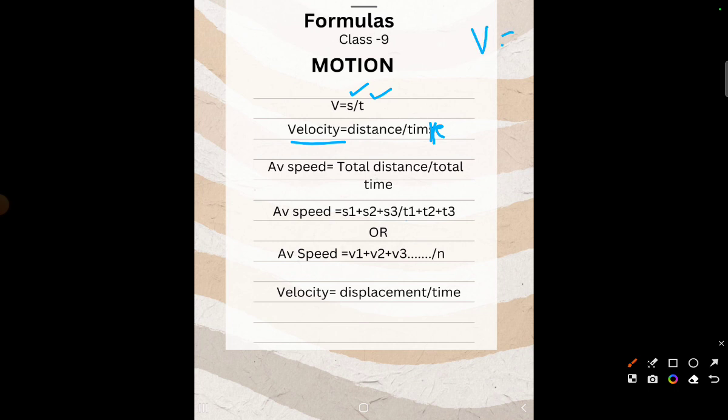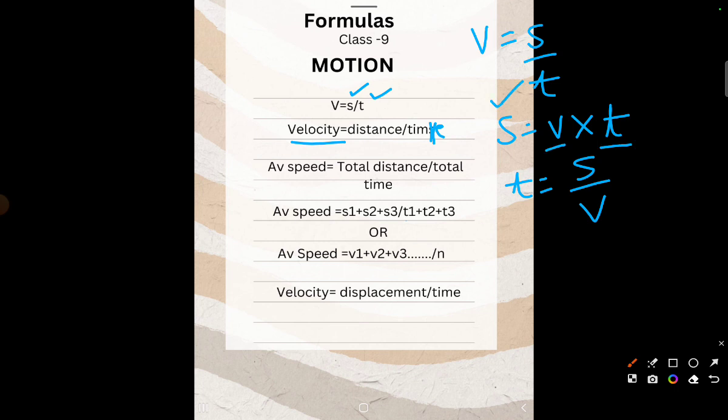From the given formula we can also find out two more formulas, that S is equal to V into T, or T is equal to S upon V. So if in a question you are given velocity and time, you can use the formula to find out the distance. And if you are asked to find out the time, then you have to use the distance and the velocity given.